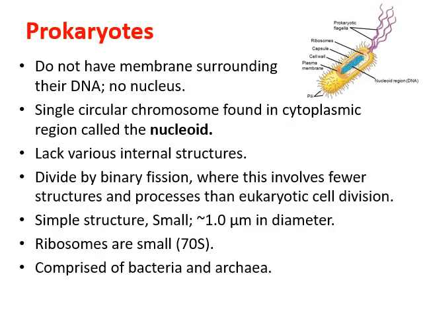Prokaryotes do not have a membrane surrounding their DNA. They don't have a nucleus. They have a single circular chromosome found in the cytoplasmic region called nucleoid. So the region in the cytoplasm that has the chromosome is called nucleoid. The prokaryotic cell lacks various internal structures, no endoplasmic reticulum, no Golgi bodies, nothing. They divide by binary fission as we saw before, where this involves fewer structures and processes than eukaryotic cell division.